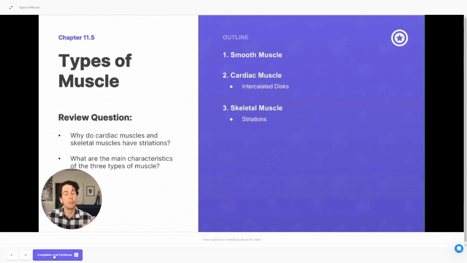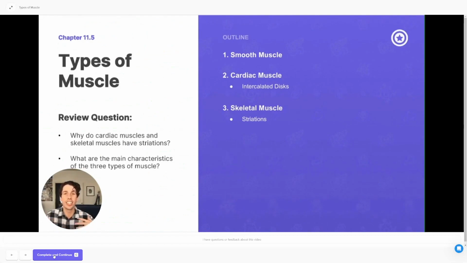So as we know, smooth muscle cells are going to be uninucleated. They're going to be under involuntary control, and they're going to have that non-striated appearance. With cardiac muscle cells, those are going to be uninucleated as well. They're going to be involuntary just as the smooth muscle cells are, but they will have that striated appearance.